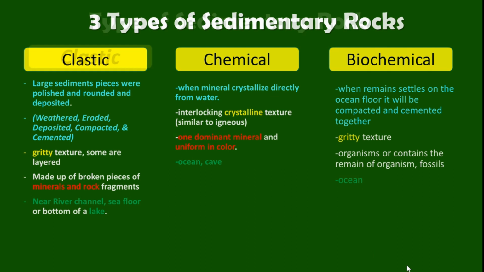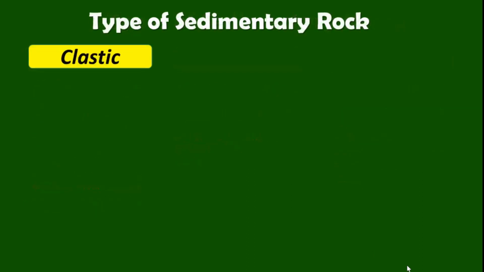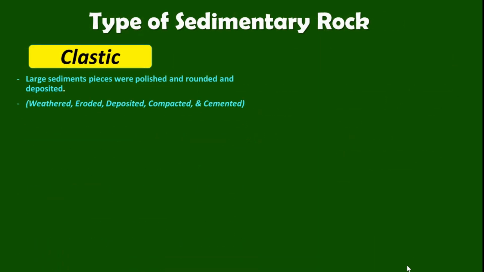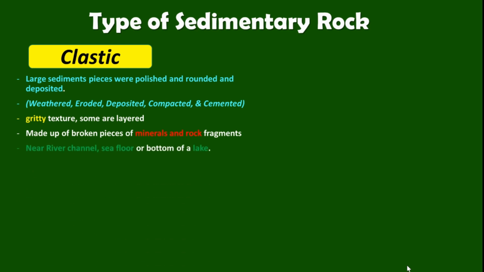Clastic sedimentary rocks are large sediment pieces that were polished, rounded, and deposited. Clastic sedimentary rocks are formed through weathering, erosion, deposition, compaction, and cementation. One of the characteristics of clastic sedimentary rocks is that they have a gritty texture and some are layered. They are made up of broken pieces of minerals and rock fragments. They are also formed near river channels, the seafloor, or at the bottom of a lake.